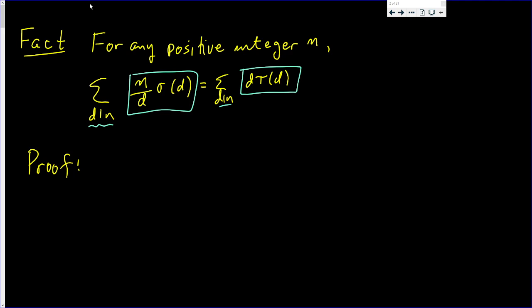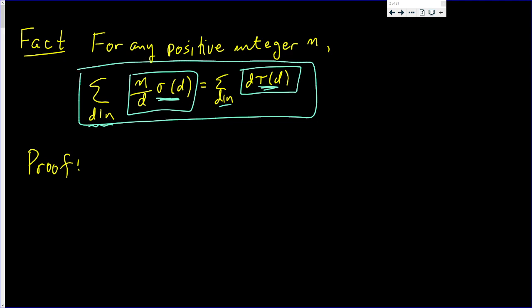Okay, now the only functions in each of these summations are sigma of d and tau of d, which are multiplicative functions. It's enough just to show that this statement, or this equality, is true where n is just p to the k for some prime p. So let's write that up.